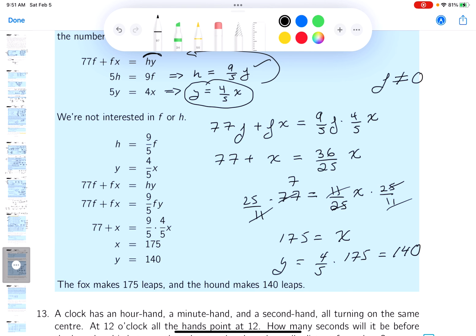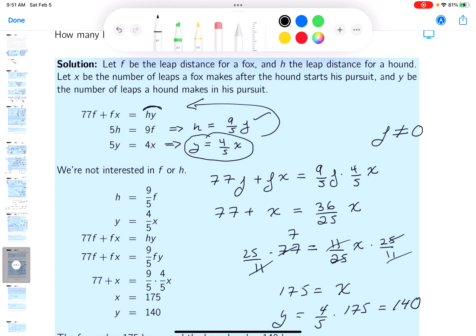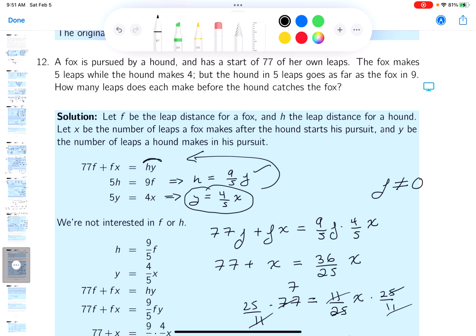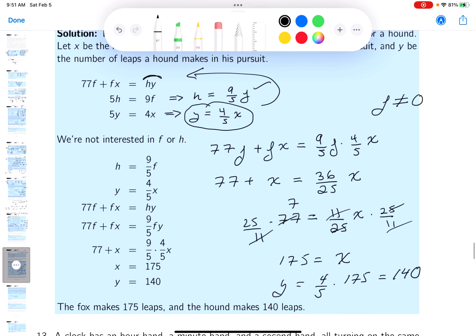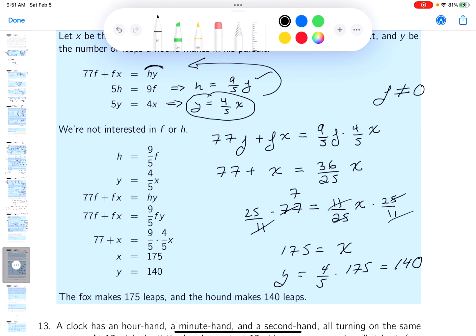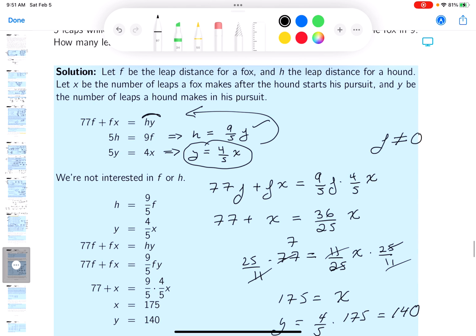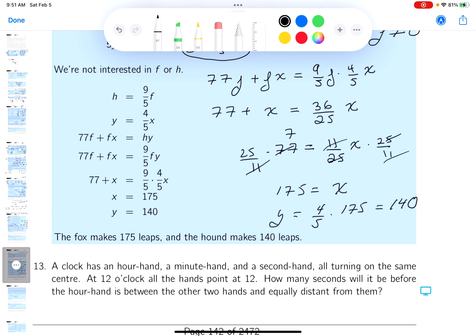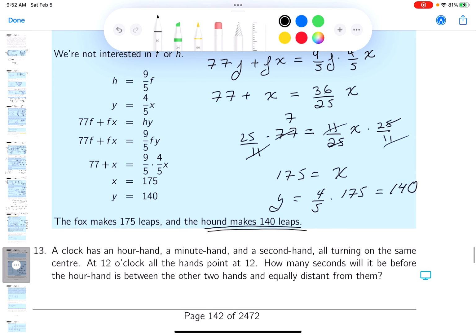All right, so let's make sure you understand that it's really important you write things down. And we've pretty much done everything we need to do. But what was the question again? How many leaps does each make before the hound catches the fox? So I'm going to say, what was Y again? I've got to read it. Y, so the hound makes 140 leaps. And the fox made 175 leaps.